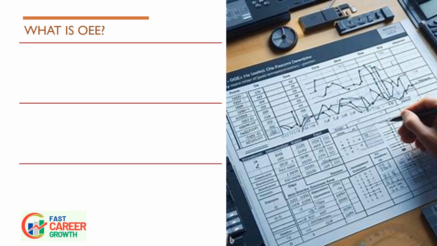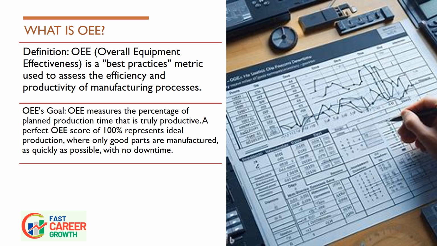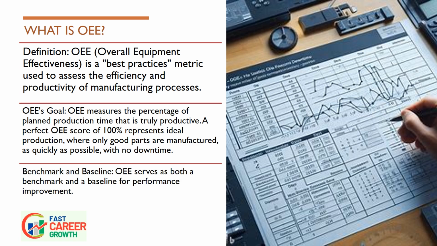So what is OEE? OEE, overall equipment effectiveness, is a best practices metric used to assess the efficiency and productivity of manufacturing processes. OEE measures the percentage of planned production time that is truly productive. A perfect OEE score of 100% represents ideal production, where only good parts are manufactured as quickly as possible, with no downtime.